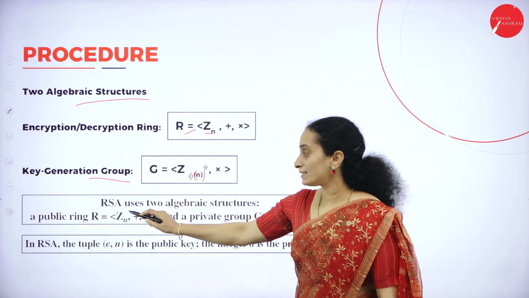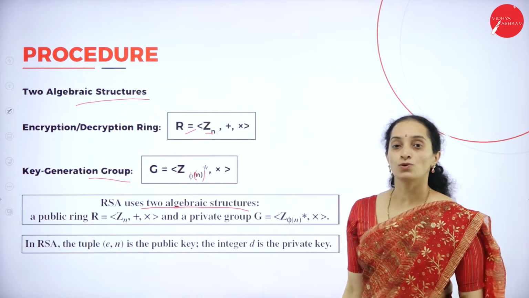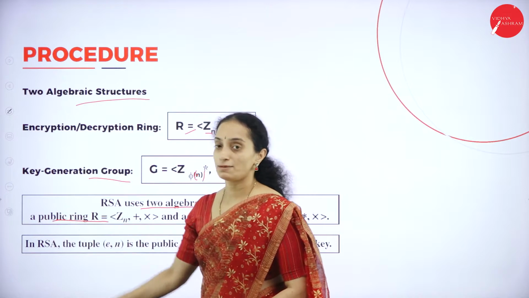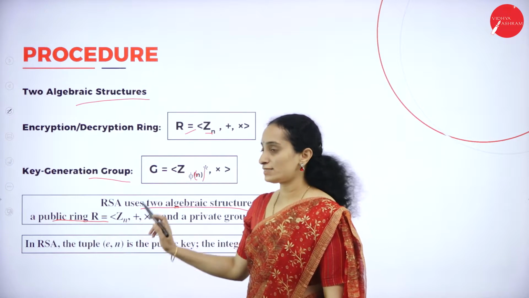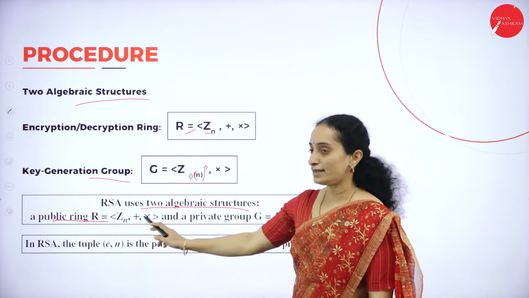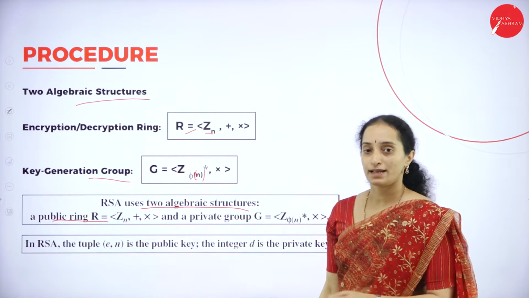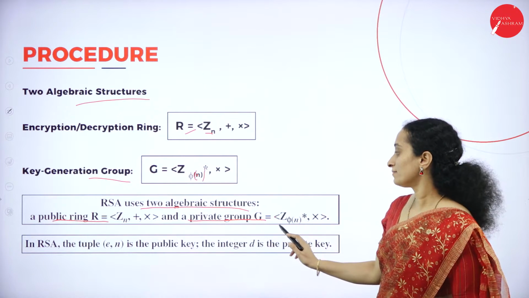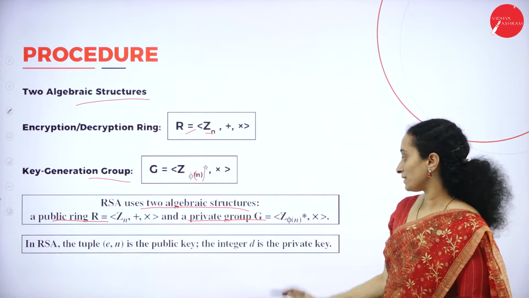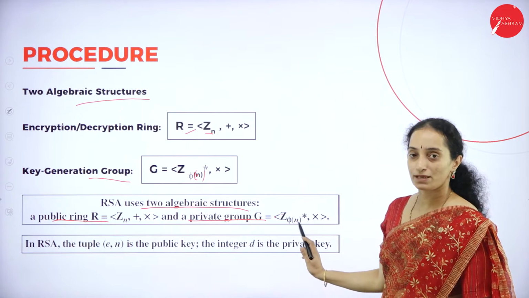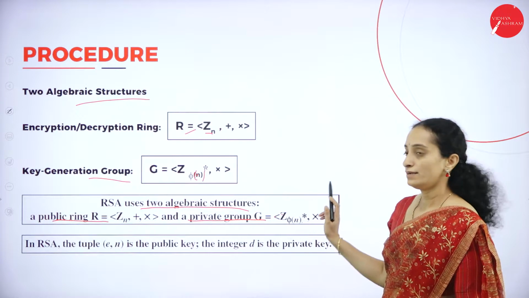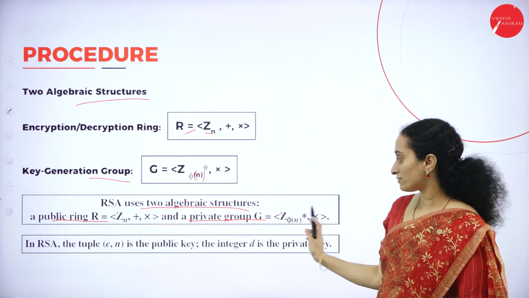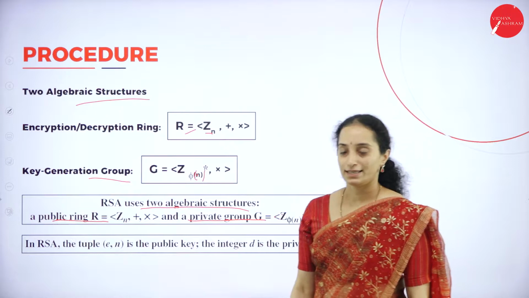Okay. The RSA cryptosystem uses two algebraic structures. What are those structures? One is the public ring with R equals Z to the base n and the additive and multiplicative values, and a private group G with the expression G equals Z to the base phi of n and the multiplicative and additive inverse. So this will be used in the decryption.